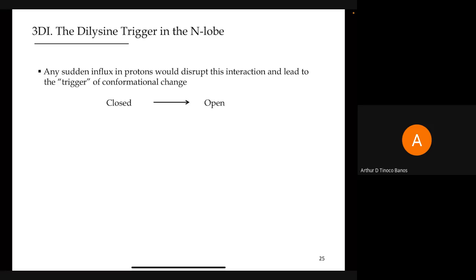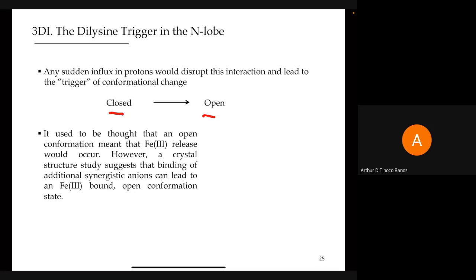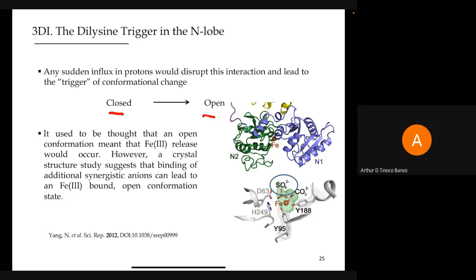Okay, so what does a dilysine trigger actually mean? What that means is that any sudden influx in protons, or acidification, would disrupt this interaction and lead to the trigger of a conformational change. We're talking about the protein going from a closed conformation to an open conformation. I would say this used to be the thinking about iron binding to the protein. But more and more, we're seeing structures that help us really expand our understanding of metal binding to this protein and what factors may result in metal transport or release.